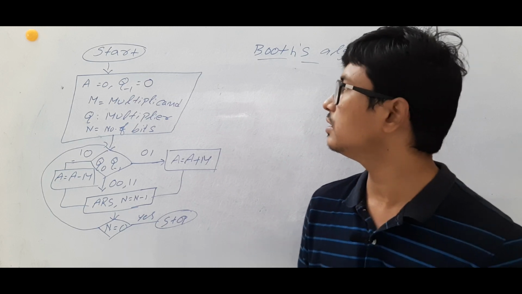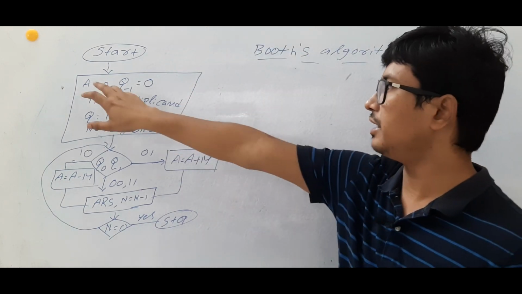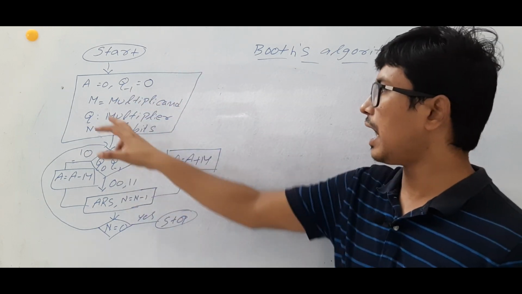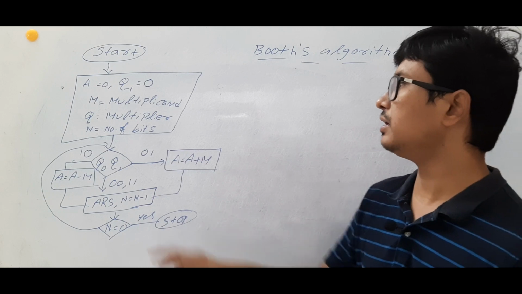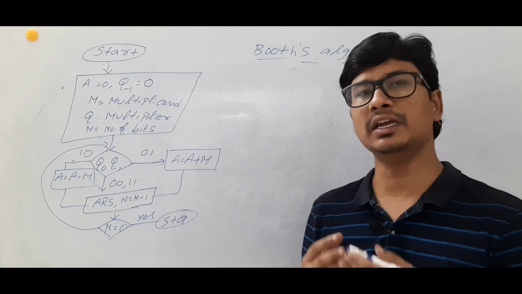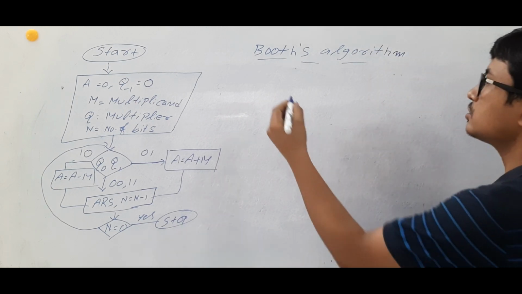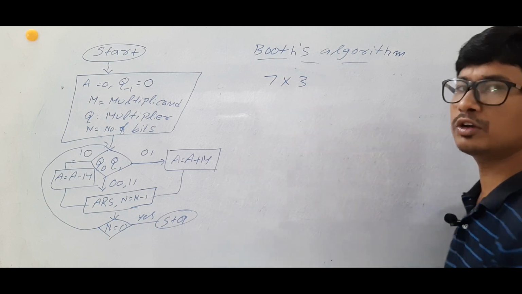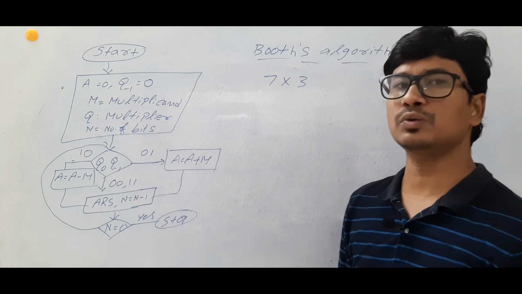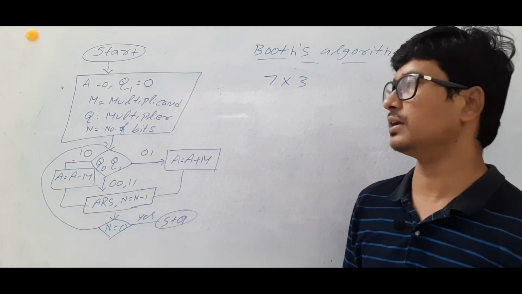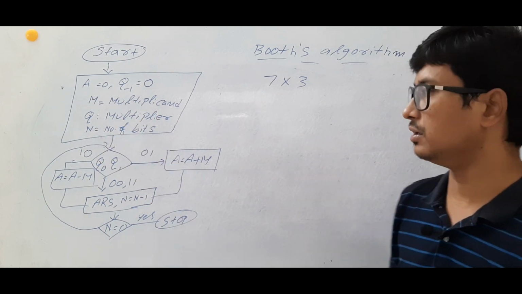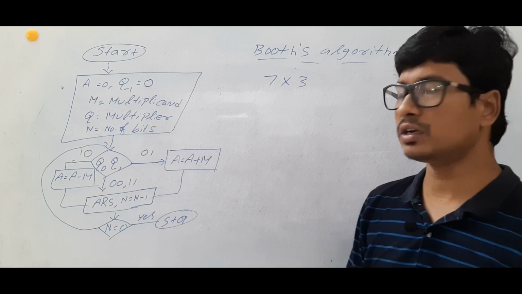Let's see the flowchart. Initially we have a start, A is equal to 0, and q minus 1 is equal to 0. We will initialize them. M represents the multiplicand and Q is the multiplier. Whenever we perform multiplication, we have a multiplicand and a multiplier. So if you want to perform 7 into 3, 7 is the multiplicand and 3 is the multiplier. And n is the number of bits in the multiplicand and multiplier. If you are representing them as 4-bit numbers, then n will be 4. And then you have q0 and q minus 1.